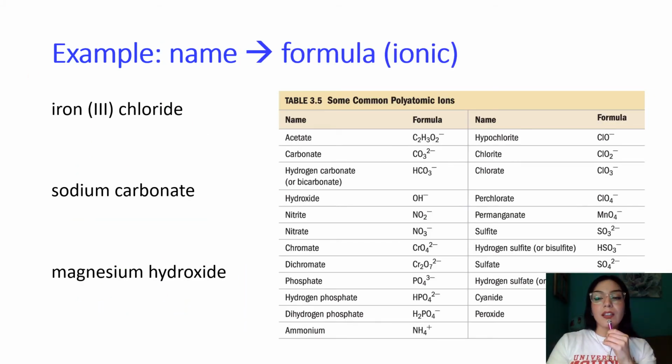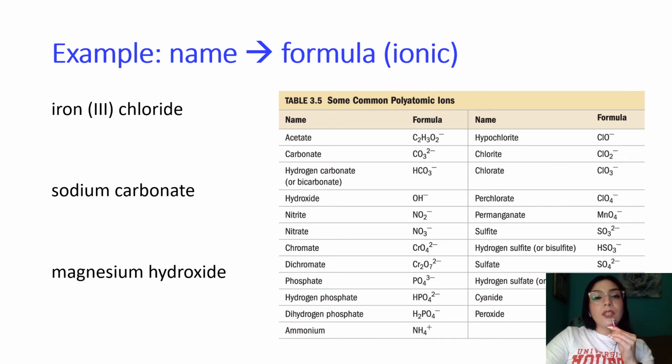So we're finally getting to the part where we get to practice all of these rules that we just learned. So first we're going to start with converting name to formula. Both of these are important, both going from name to formula and formula to name. We're going to start off with some ionic compound examples. So here we have iron chloride. This is iron 3 chloride.